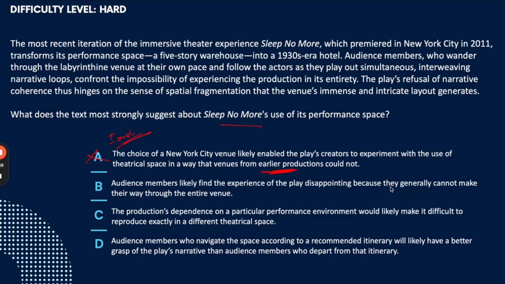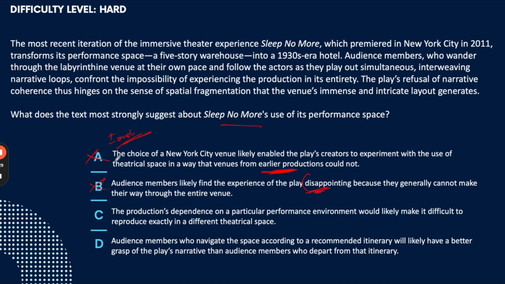Audience members likely find the experience of the play disappointing because they generally cannot make their way through the entire venue. Now, the text does mention that it's impossible to experience the production in its entirety. It doesn't say that this leaves audience members disappointed. What if this entire confusion was intriguing them more, right? What if this was a fascinating kind of thing for them? So I don't know if they were disappointed or not. The text is not telling me about it.